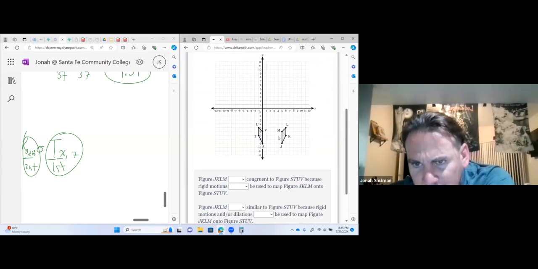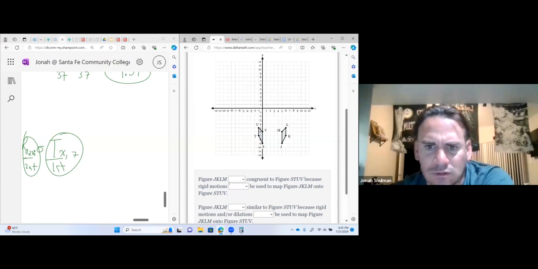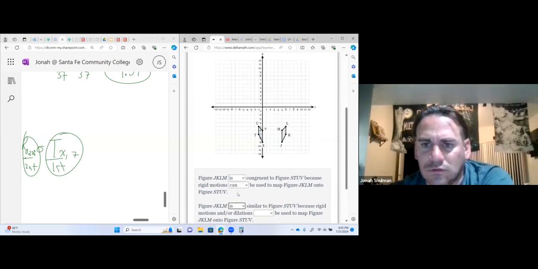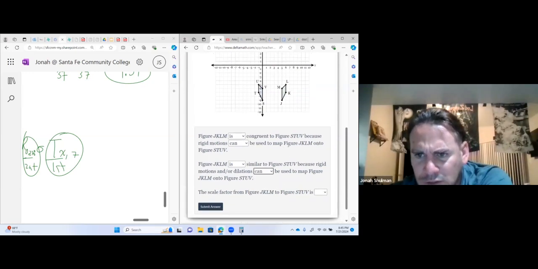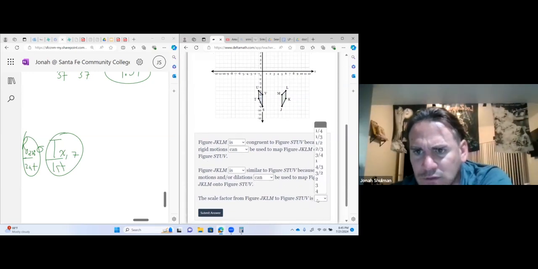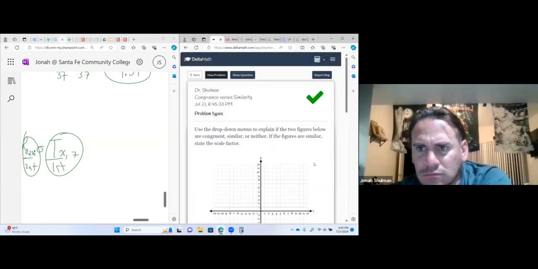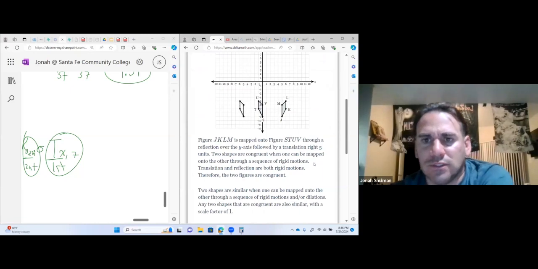These are congruent and similar. I believe so. Yes. Is, can, is. I thought it was going to be can. The scale factor is 1 because I think they're the same. I think they're the exact same size. I'm going with it. Nice. They are exactly the same size.